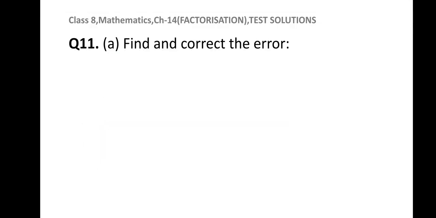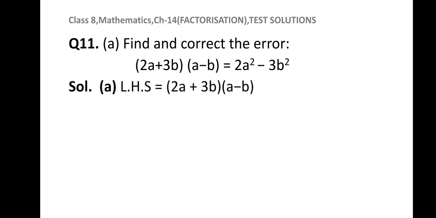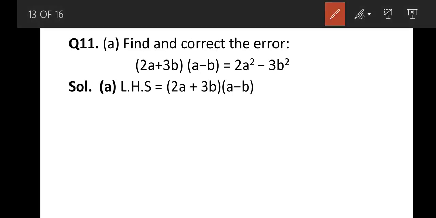Coming to question number 11, A part. Find and correct the error. This is the part given to us and we need to find what the error is and correct that error also. So I am solving the left hand side. In this question, while solving the left hand side, we need to multiply each term of the expression, that is 2a plus 3b, by every term which is present in the next expression.